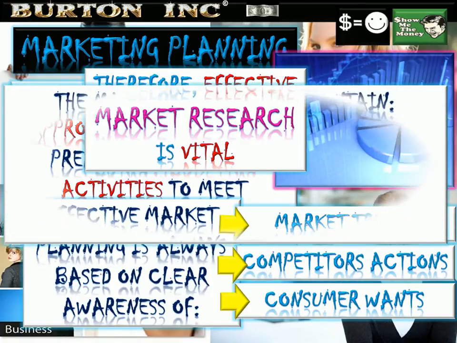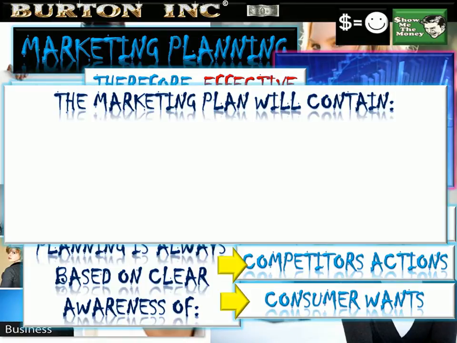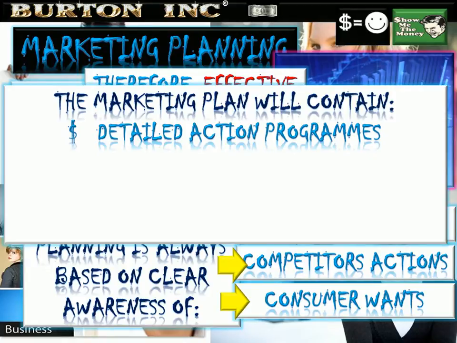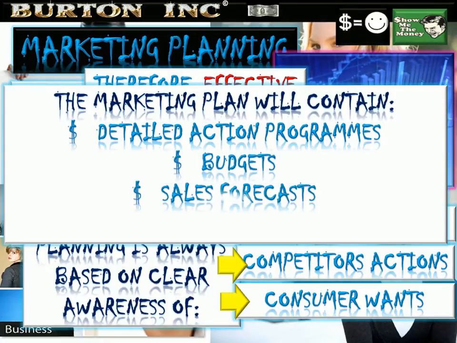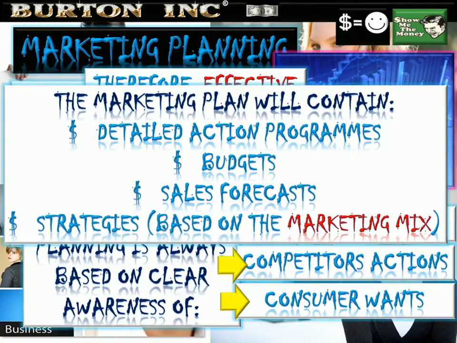Now, marketing planning begins with a marketing plan, funnily enough. The marketing plan is going to contain detailed action programs. This just means what we plan to do, when, how. Budgets. How much is it going to cost us? How much do we anticipate to get back in return? Sales forecasts. How much are we going to sell as a result of these new marketing activities? And when are our sales going to increase, and for how long? So sales forecasting becomes important. And strategies which are largely going to be based on our marketing mix.